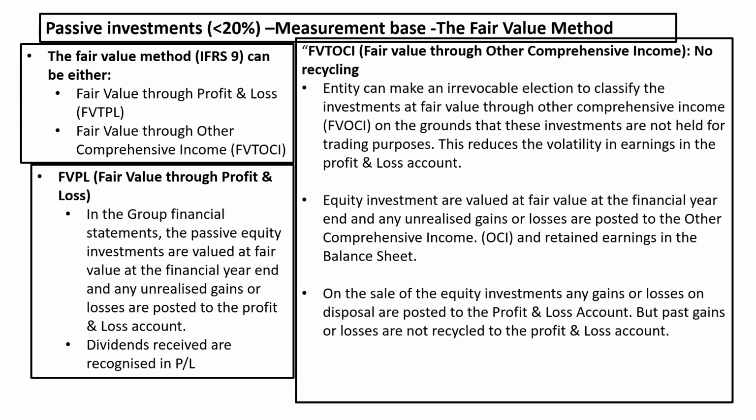On the sale of these equity investments, any gains or losses on disposal are posted to the profit and loss account, but past gains and losses are not recycled to the profit and loss account. Dividends on equity investments designated as FVOCI are recognized in the profit and loss account.